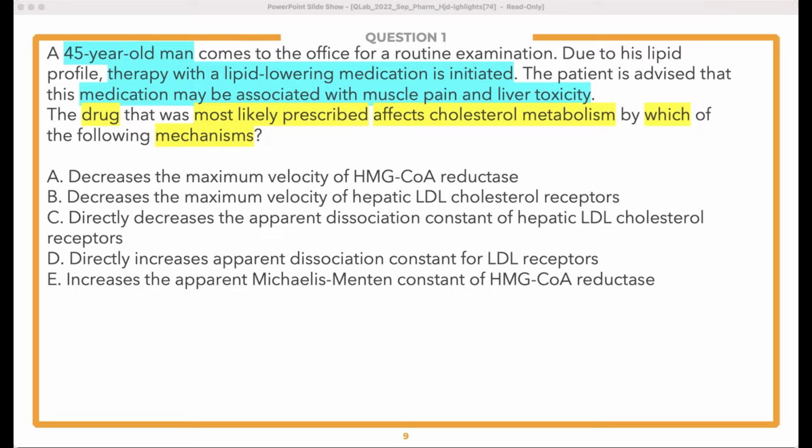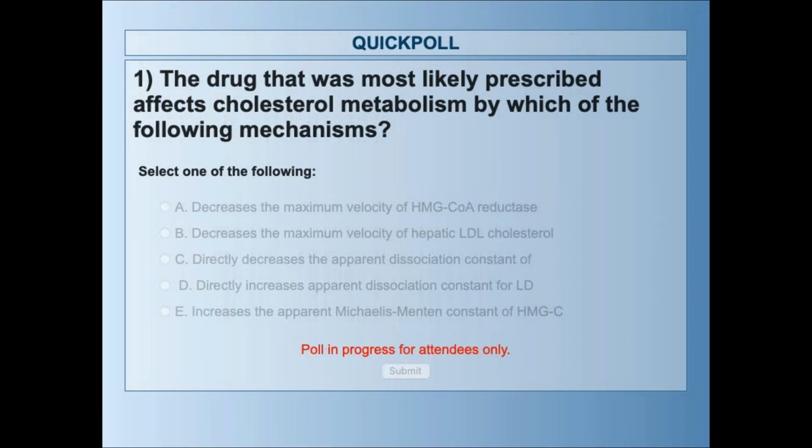Answer choice E increases the apparent Michaelis-Menten constant for HMG-CoA reductase. Answer choice D directly increases apparent dissociation constant for LDL receptors, and C directly decreases the apparent dissociation constant of hepatic LDL cholesterol receptors.